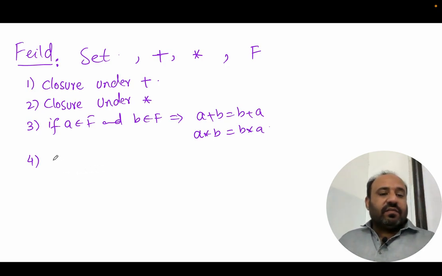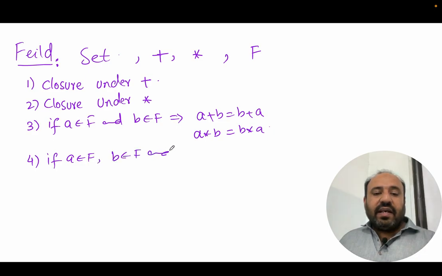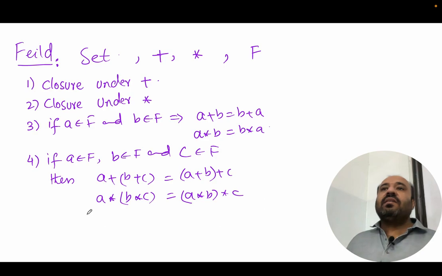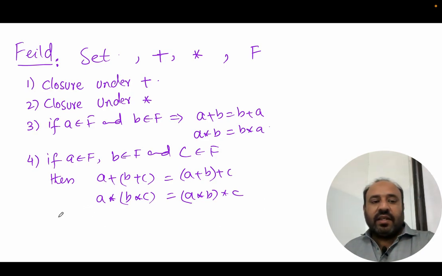Associativity जी, if a, b and c, then (a plus b) plus c is equal to a plus (b plus c), and (a star b) star c equals a star (b star c). Yes. Anything else?